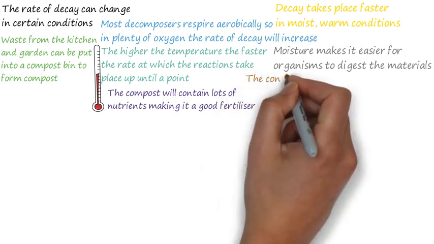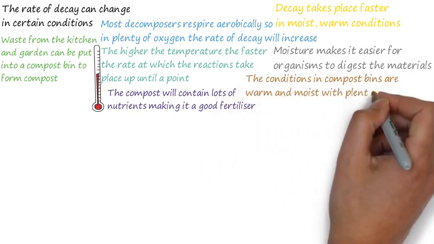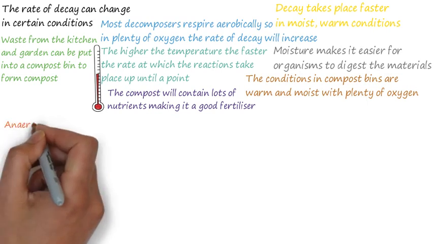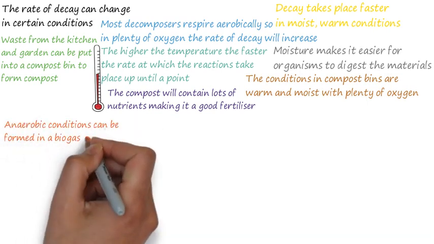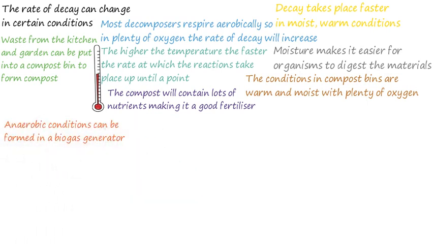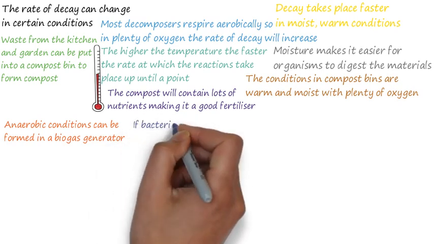In compost bins, the conditions are usually suited to increase the work of the decomposers. The conditions are therefore warm and moist with plenty of oxygen. However, in a special type of container, anaerobic conditions can be formed. This container is known as a biogas generator.